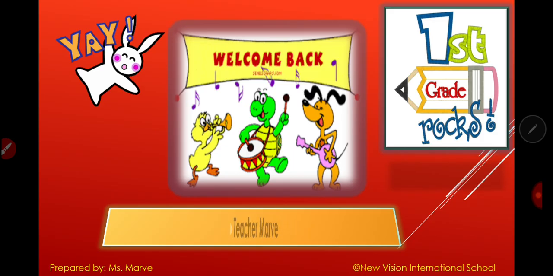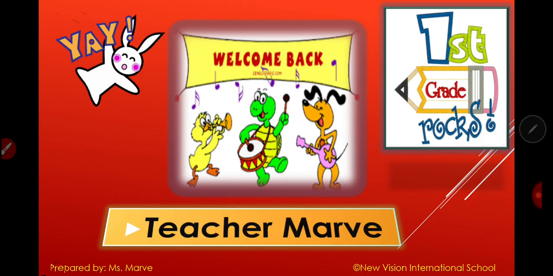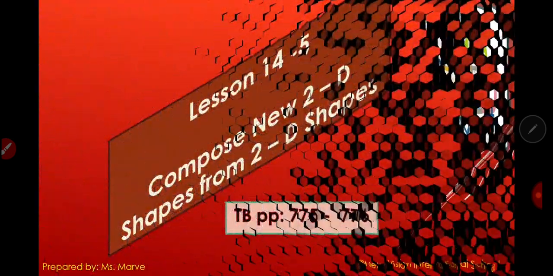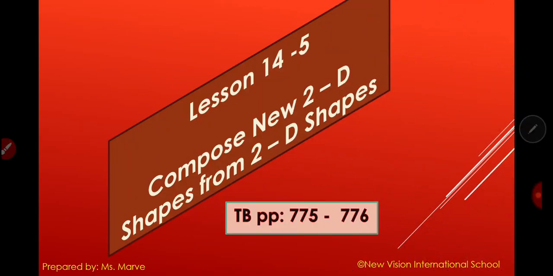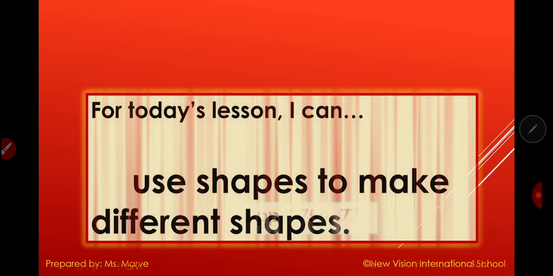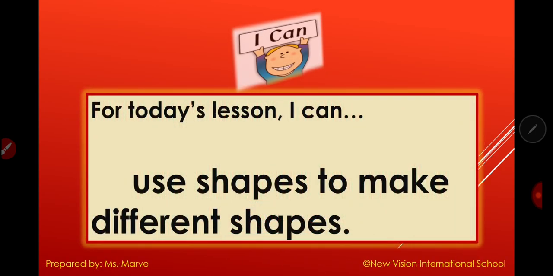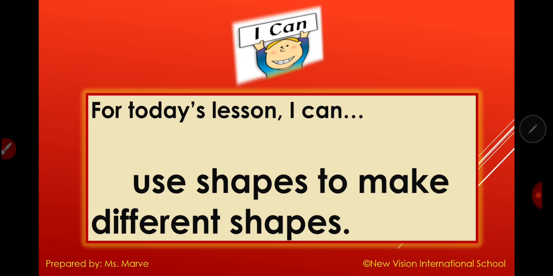This is our lesson, math. Yesterday we talked about lesson 4, compose new 2D shapes from 2D shapes. You can also open your book on page 775 until 776. Okay, here's our objective. For today's lesson, I can use shapes to make different shapes.